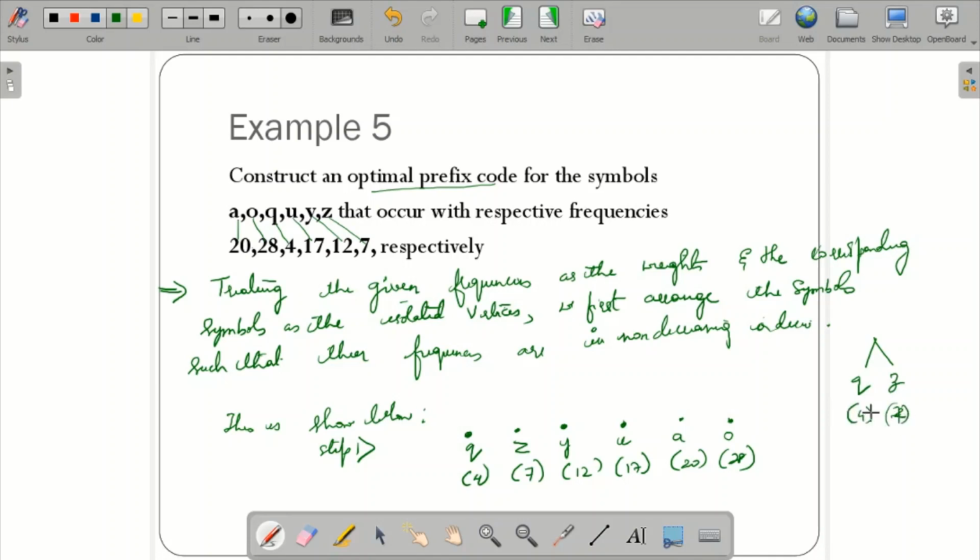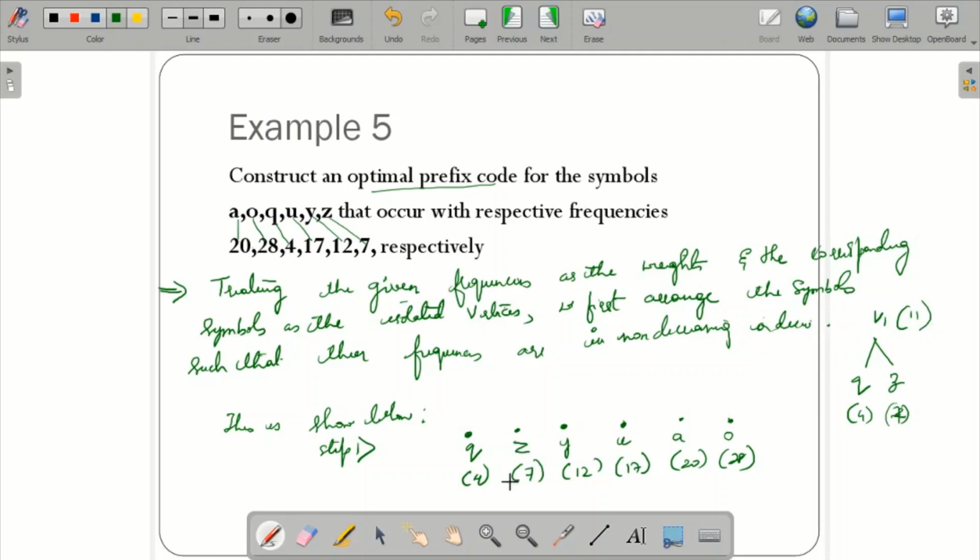I'm just showing over here 4 and 7, that will form one new tree vertex by adding these weights. So it is nothing but 4 plus 7, which would give you 11. So again it will come in the first branch itself.